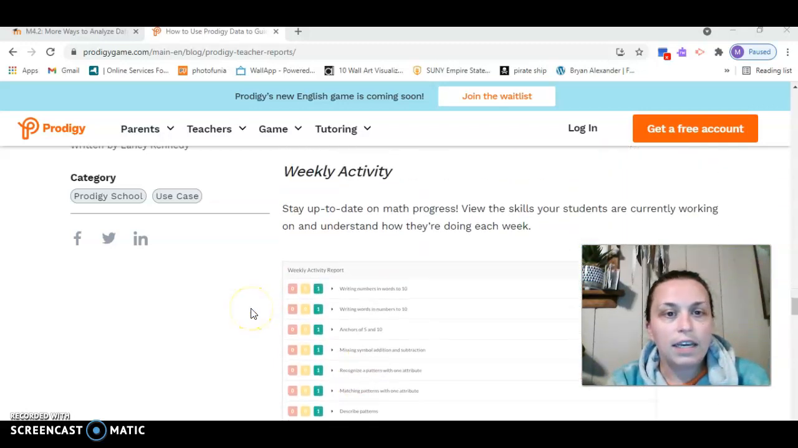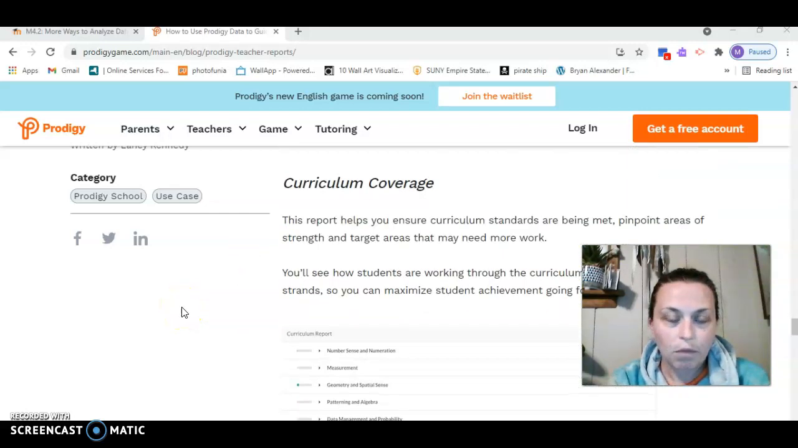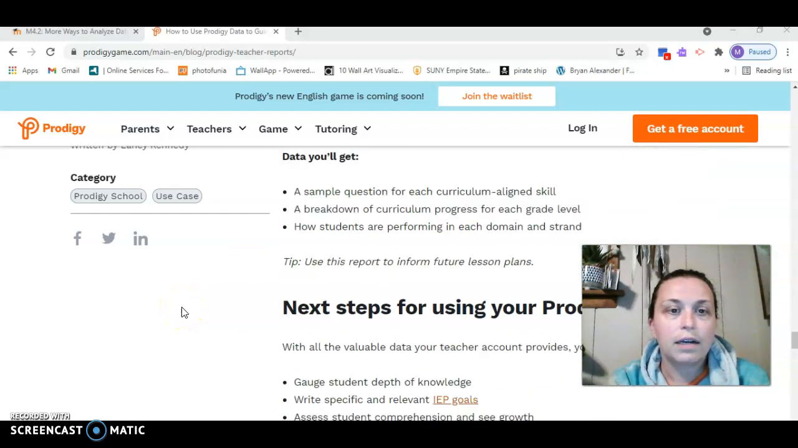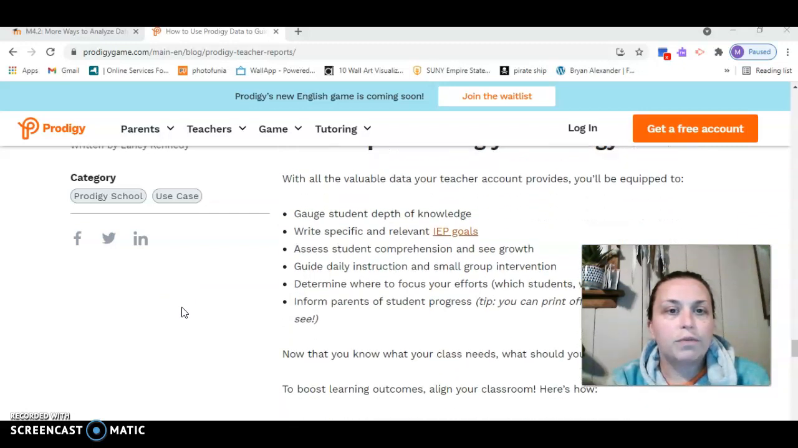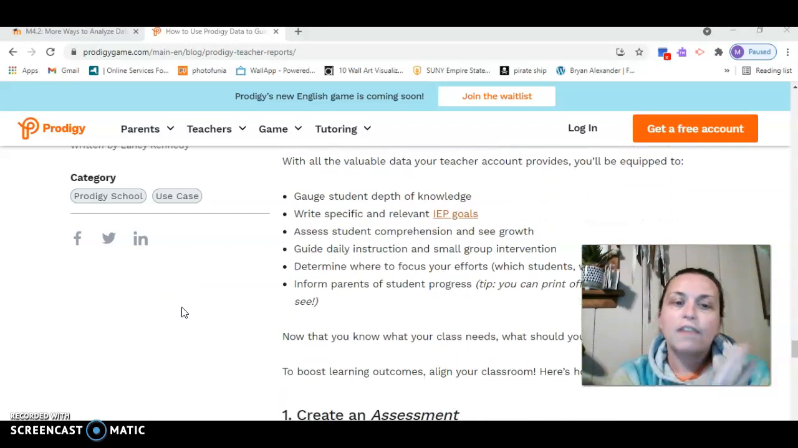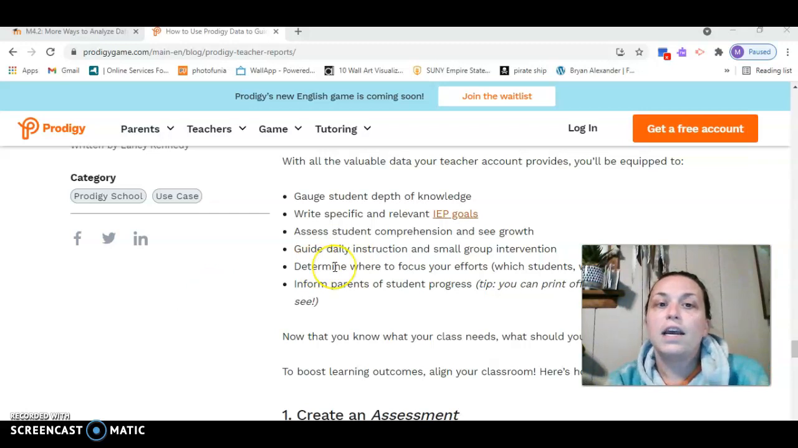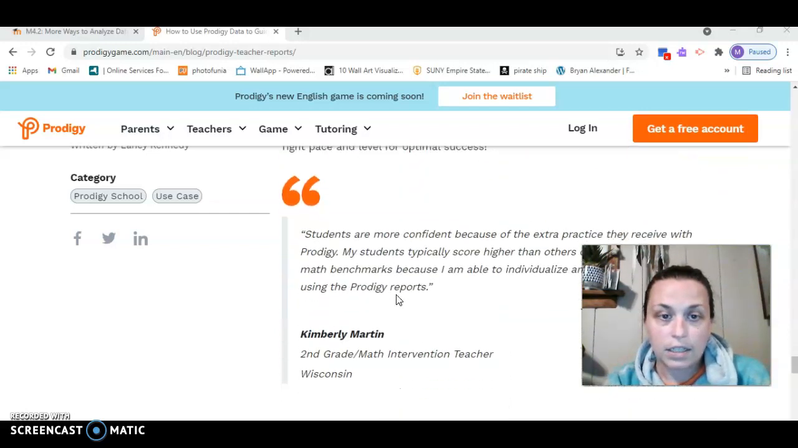Weekly activity, up to date on their progress and their skills, how it relates to the curriculum. So you get a lot of data from math, and it's gaming, so the kids are really engaged in this, and you can really check on their IEP goals, comprehension, daily instruction, small group intervention, the depth and breadth of knowledge that they're learning.